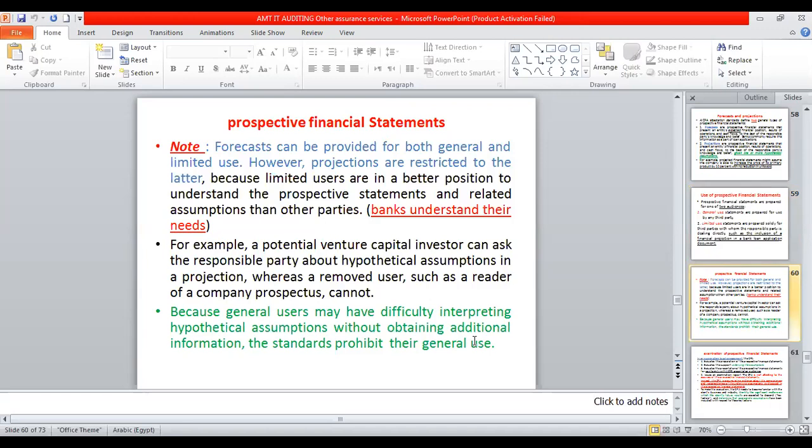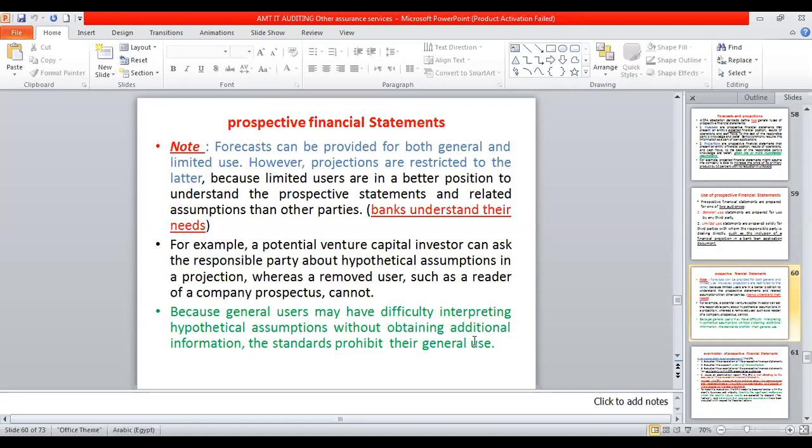Forecasted financial statements can be provided for both general use and limited use. However, projected financial statements or projected information are better restricted to limited use. For example, when a company enters an agreement with a bank to receive a loan, the bank may ask the management to provide a prospective financial statement. The type of prospective financial statement in this case would be considered projected financial statements.